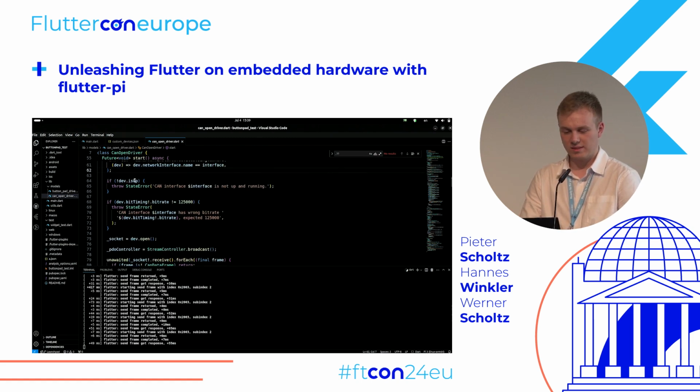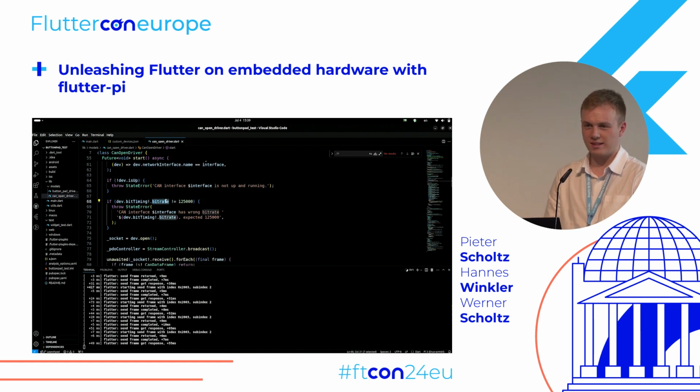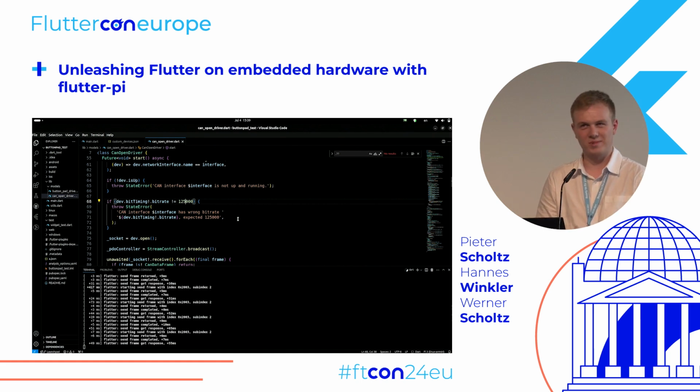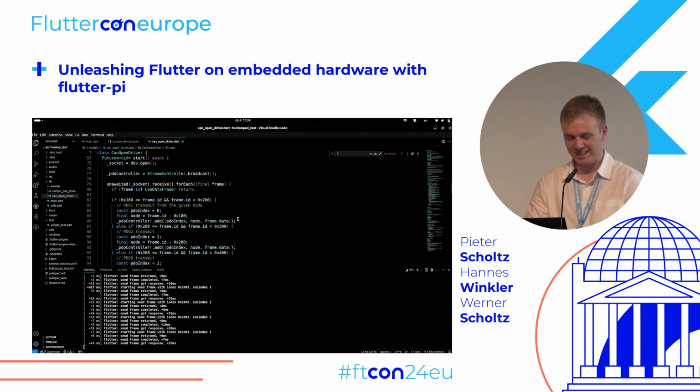And if we found it, we need to check if the bitrate is correct. Otherwise, it won't be able to communicate because the button pad uses 125 kilobits per second. So super slow. It's like, I don't know, 20 kilobytes per second. But that's what people use in their cars.